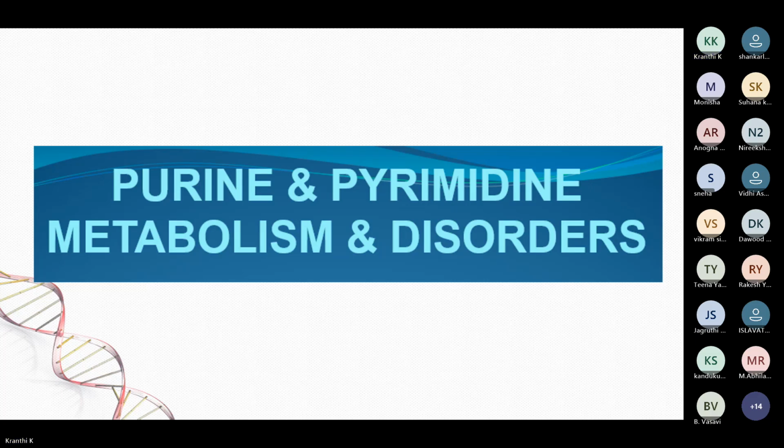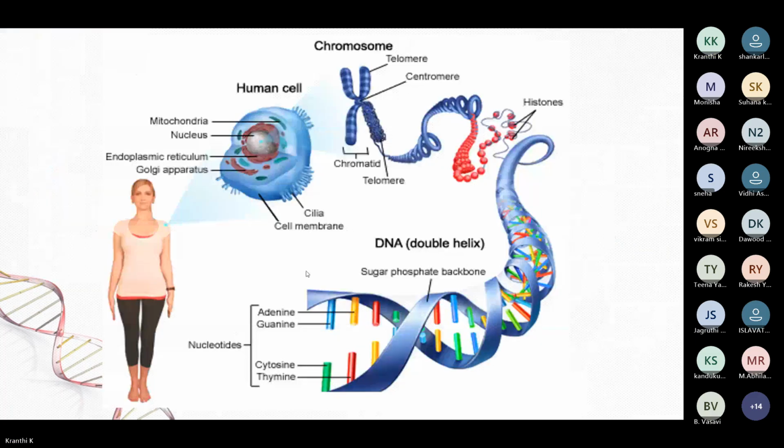Now let us see. The human body contains a lot of cells. Let's take a human cell, maybe a hepatocyte or liver cell, any cell. The cell contains the nucleus and also extranuclear components like mitochondria, endoplasmic reticulum, Golgi apparatus, cilia, and so on.